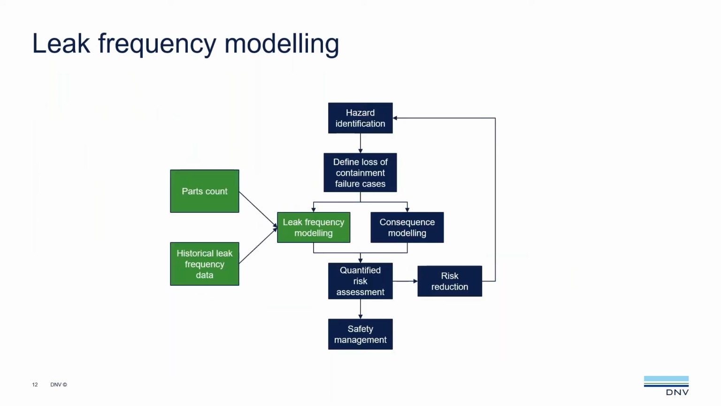So if we think about the leak frequency modeling step within the QRA process, there's a range of methods for calculating leak frequencies, but the most typical method in a QRA is for the analyst to perform a parts count of equipment associated with each of the failure cases, and then combine that parts count with historical leak frequency data to give a prediction of leak frequencies for each failure case.